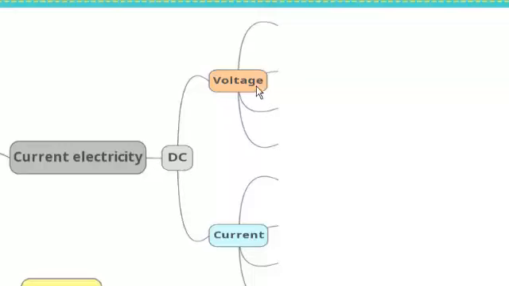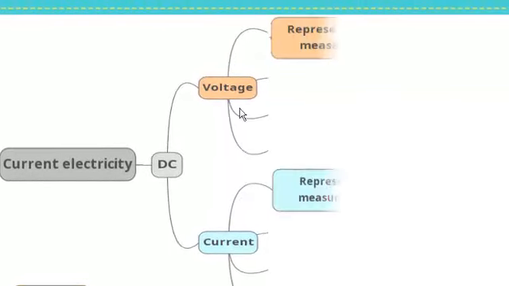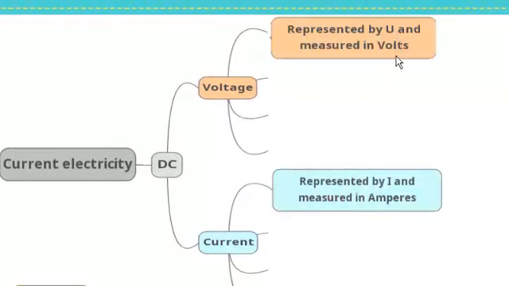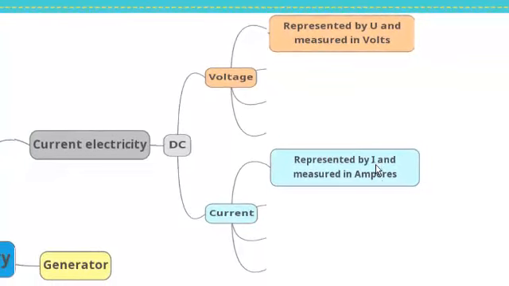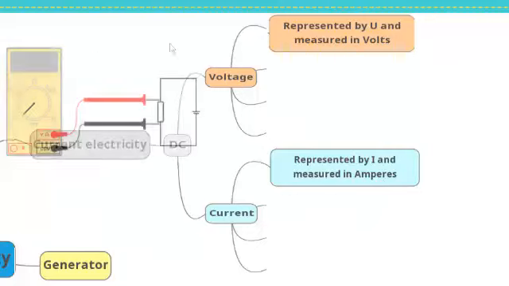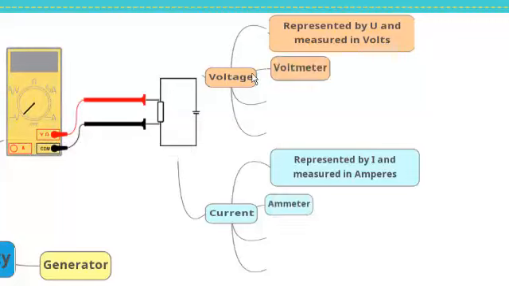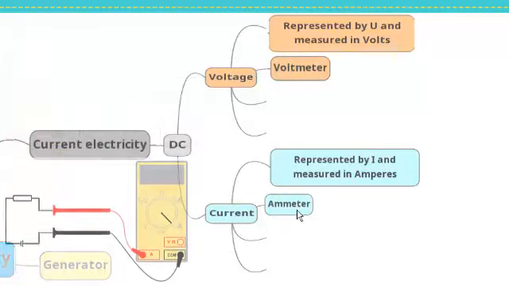Once we talk about voltage, this means that we're talking about the pushing factor, the pushing force that leads to a flow of electrons, so we talk about current. Voltage is represented by U and measured in volts, and current is represented by I and measured in amperes. Concerning the instruments used for measurement, to measure the voltage we use a voltmeter, and to measure the current we use an ammeter.